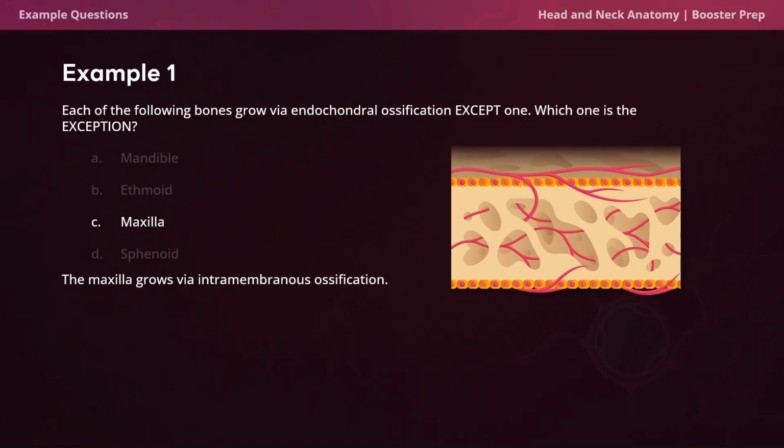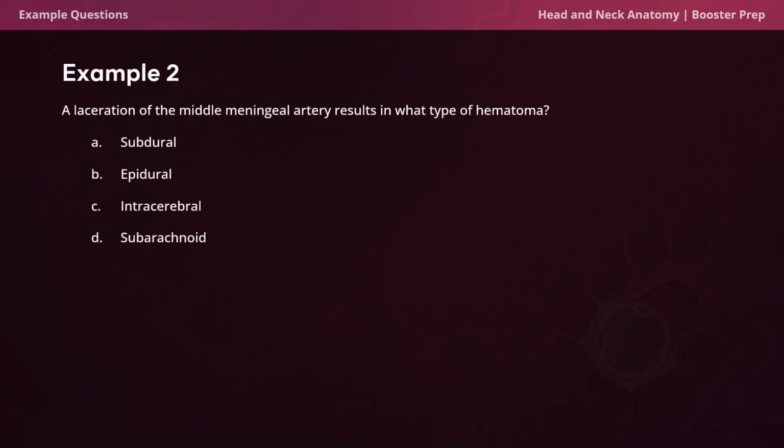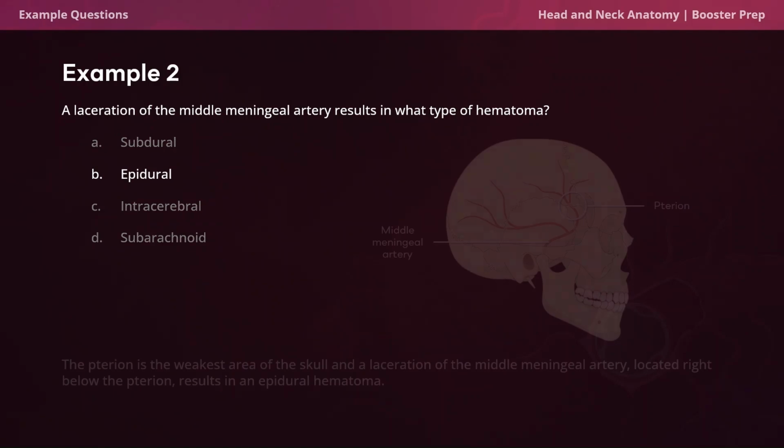Now we're moving on to the last example question 2. It's worth double the points, so focus up. A laceration of the middle meningeal artery results in what type of hematoma? The choices are subdural, epidural, intracerebral, or subarachnoid. Okay, you can pause if you want, but the answer is epidural.